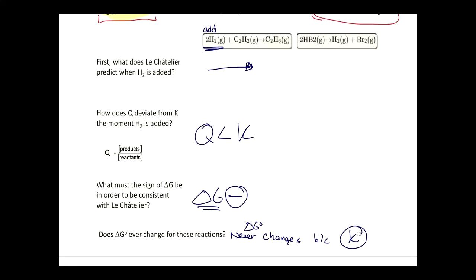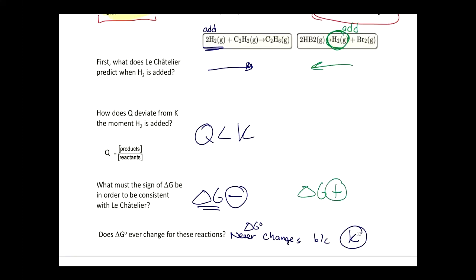Okay, so let's do another example here. Again, we're going to add hydrogen, but this time hydrogen's a product. So adding a product to this chemical equilibrium should push the reaction in reverse. So in order to be consistent with the second law of thermodynamics, what must the sign of delta G be at that moment? Positive, yes, if it goes in reverse.